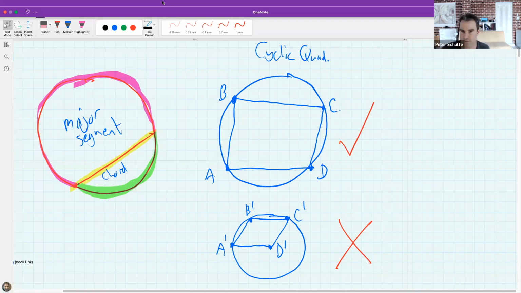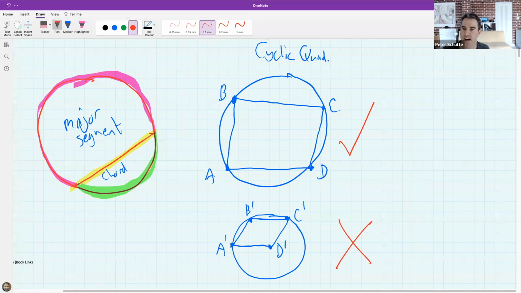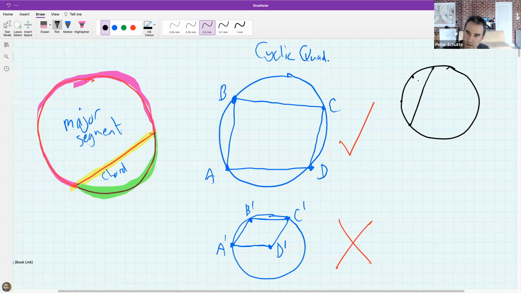So that's the main difference, right? So you can have different types of cyclic quads in the sense that the shapes can look slightly different. So let's make one that's all squeezed into one little corner. That is still a cyclic quad, no problem. But you need to focus on the fact that the points are on the circumference of the circle. Whereas in this one, one of the points is in the middle. It's not on the circumference. Okay.